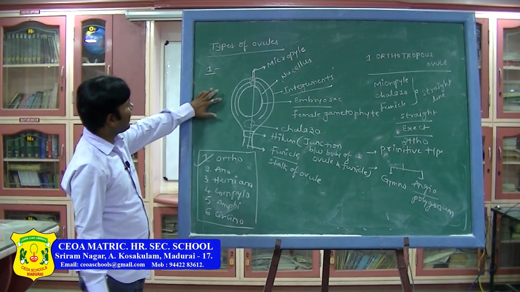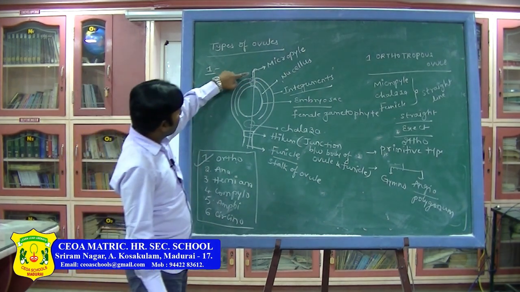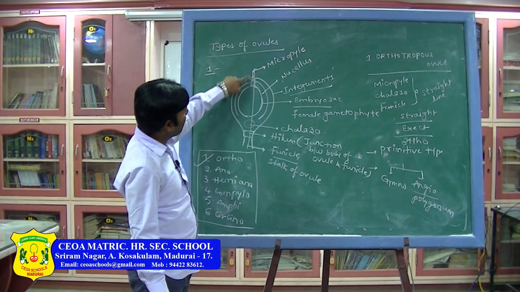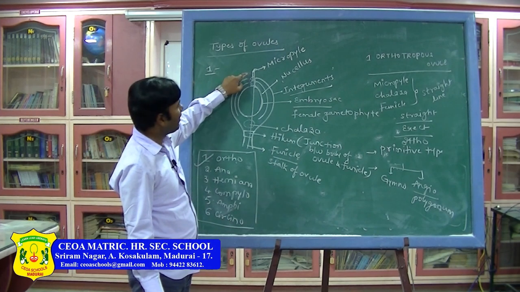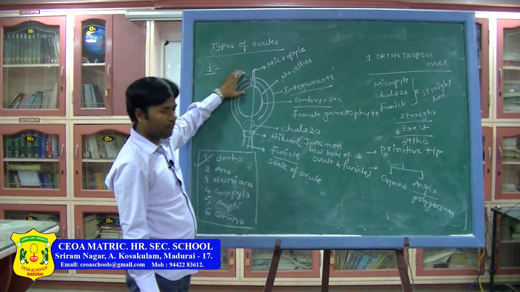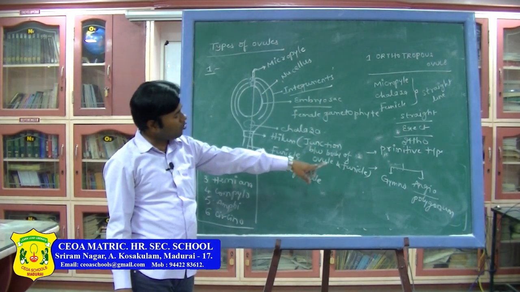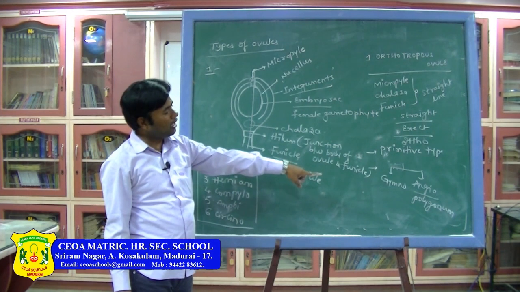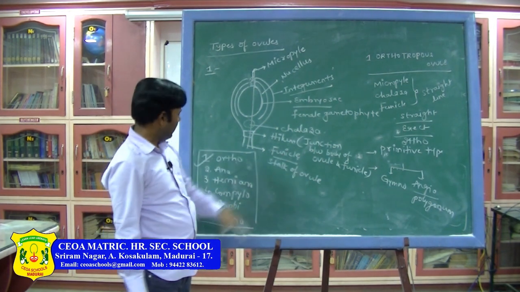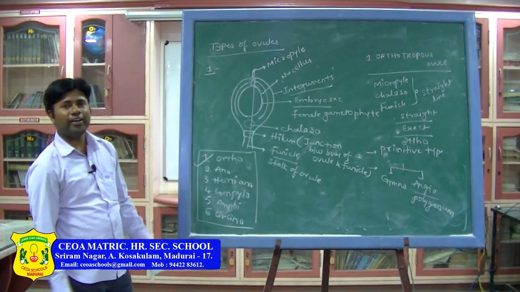So, this is the diagram for the orthotropous ovule. Micropyle, chalaza and funicle, these 3 are in a straight line. That is the reason why we call it an erect ovule, straight ovule, orthotropous ovule. It is one of the primitive types. Both in gymnosperms and angiosperms we can see it. Polygonum in angiosperms is an example. Remaining types of the ovules we will see in my next class.